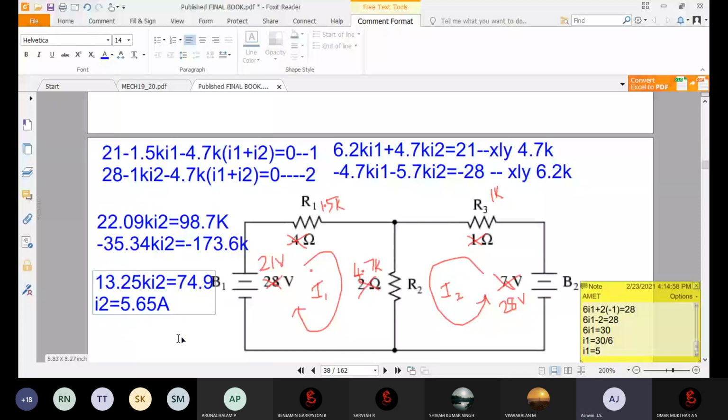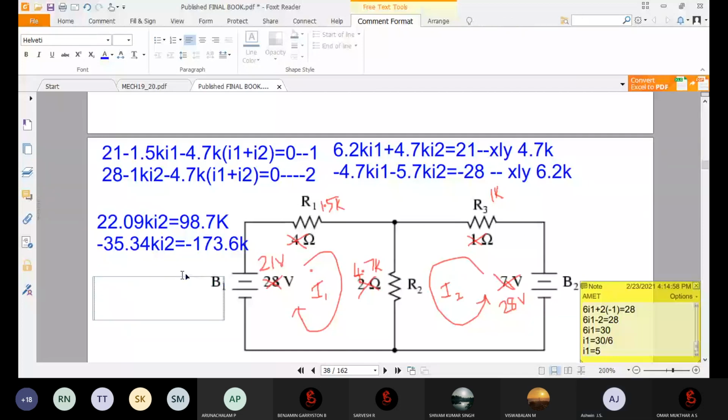Okay, if you substitute this in any one of the equations, you can easily find the other value. Sir, you have not written the K at 74.9 K. Yes sir, it's the I2 value. Now we can substitute the value of I2 in I1.